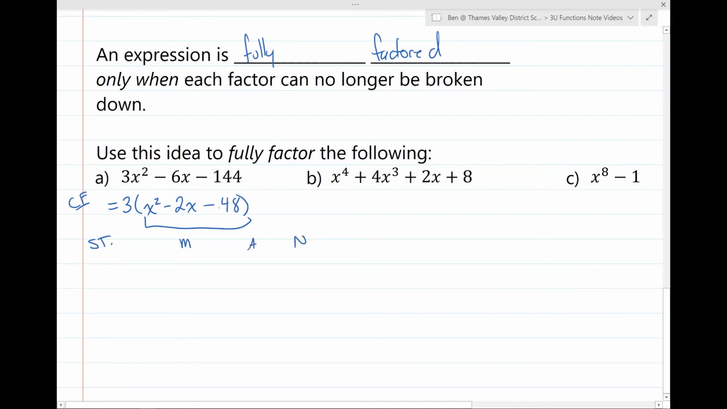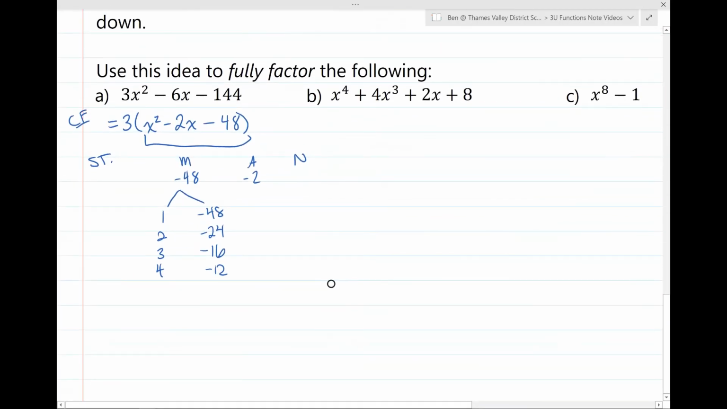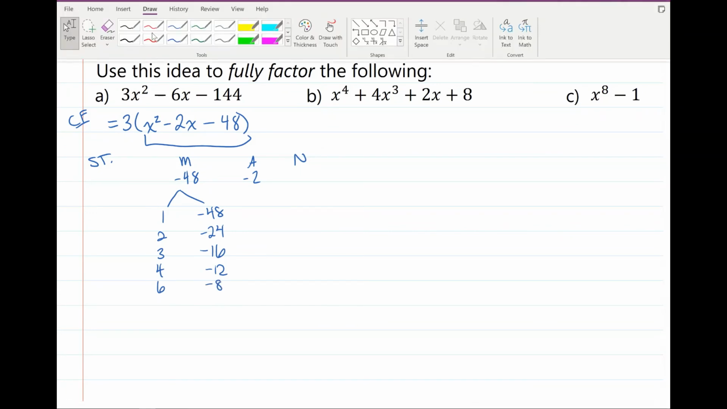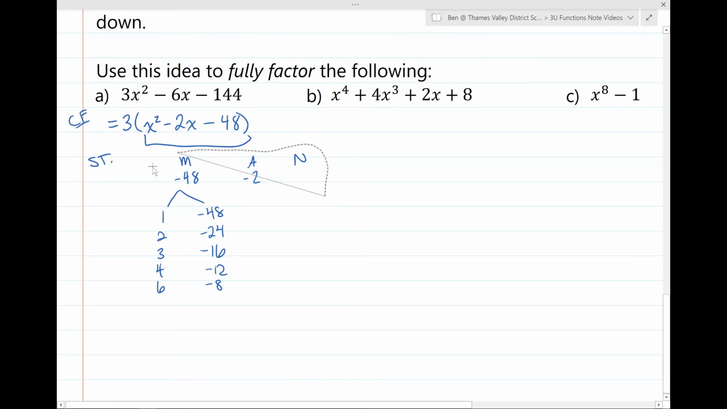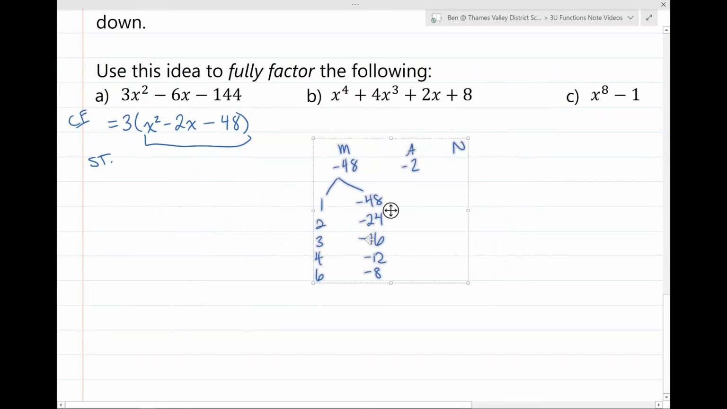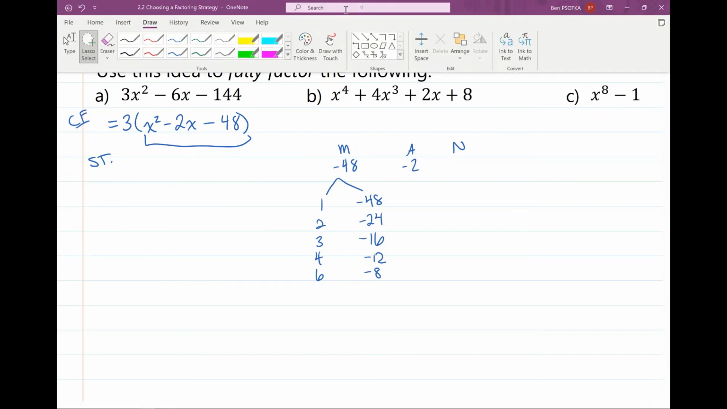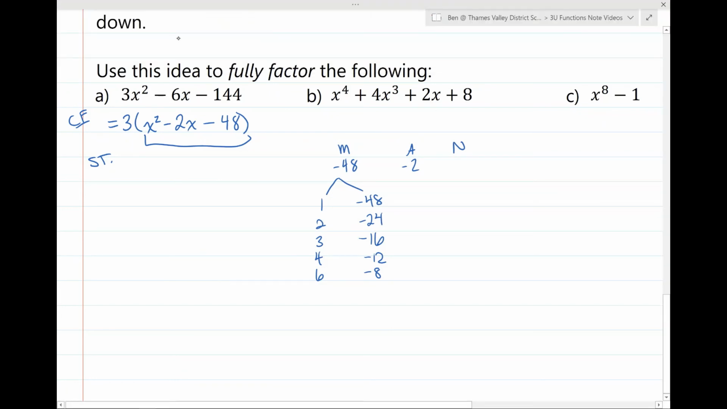Again, you can use your favorite method. I'm going to use this here. So we need numbers that multiply to negative 48 and add to negative 2. Okay, so let's break negative 48 down into its factors. 1 and negative 48, 2 and negative 24, 3 and negative 16, 4 and negative 12, 6 and negative 8. Okay, there we go. And actually should have left myself a little bit more space here, so I'm just going to move this over. Perfect. All of this work is still solving example A here.